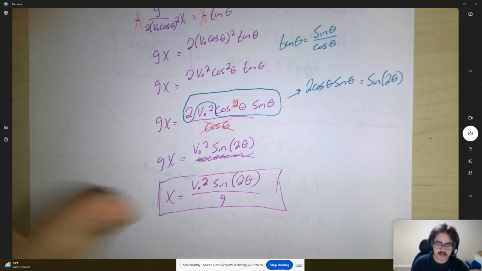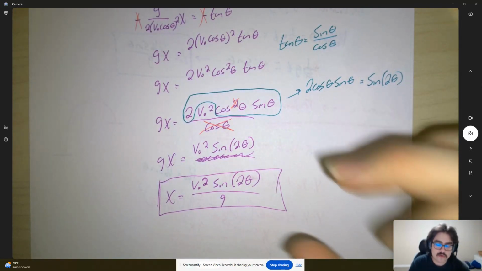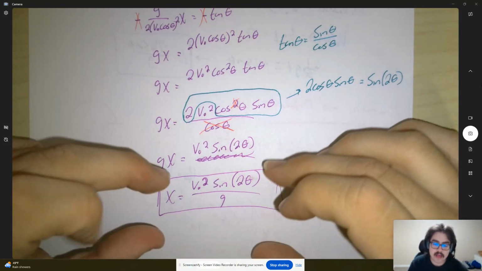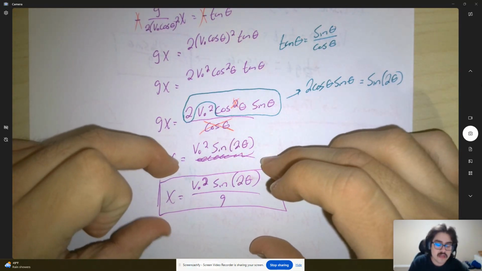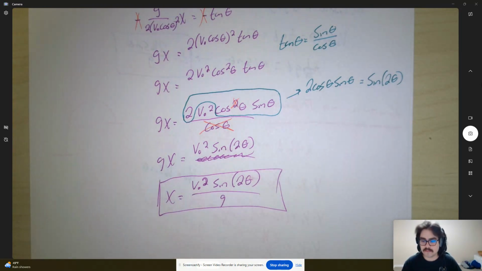So this equation is incredible because it has no time in it, so you don't need to know the time of flight to actually use the range equation. You just need to know the speed and the angle that it's launched at, and then obviously the value of g on whatever planet you're on, but there's a good chance you're launching a projectile on Earth if you're in high school physics or maybe even college physics.